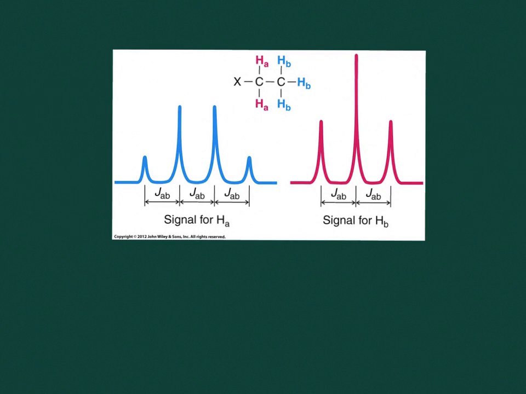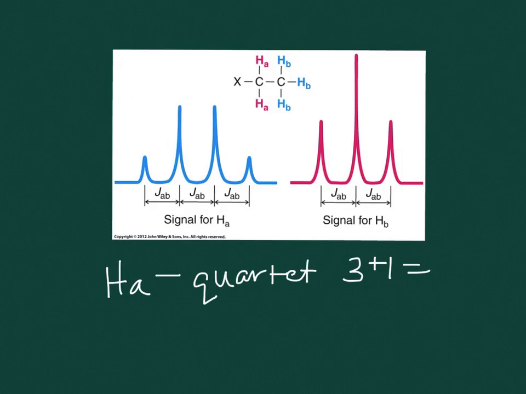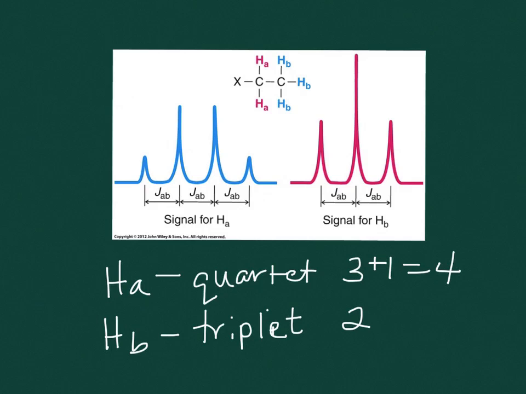If we look at this portion of the spectrum, we can see that HA is split into a quartet because there are 3 hydrogens on the adjacent carbon plus 1 equals 4. HB is split into a triplet because on the adjacent carbon there are 2 hydrogens plus 1 equals 3.